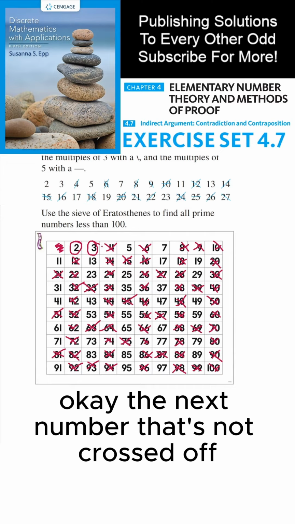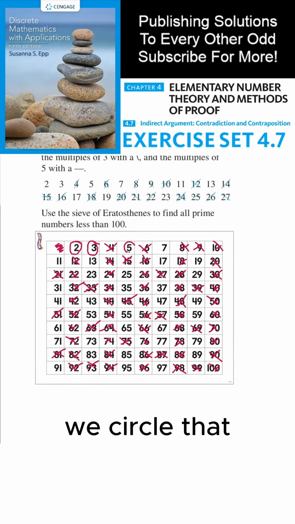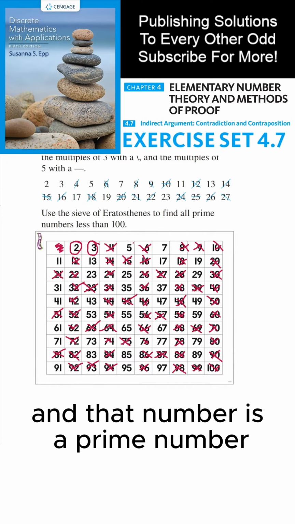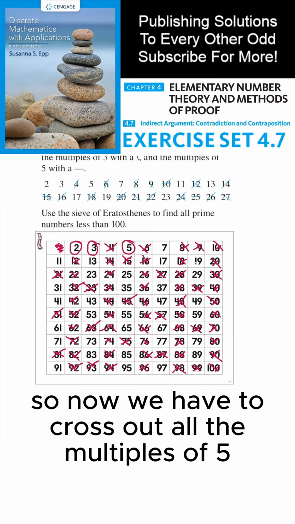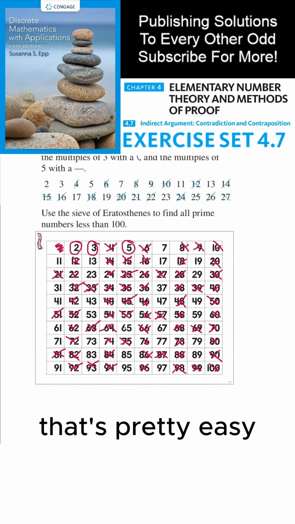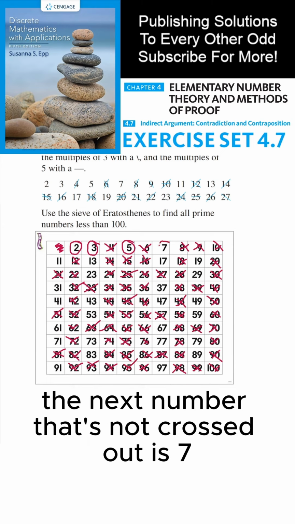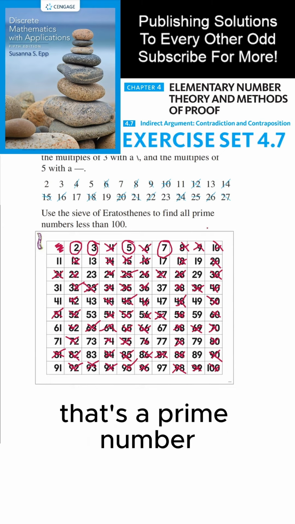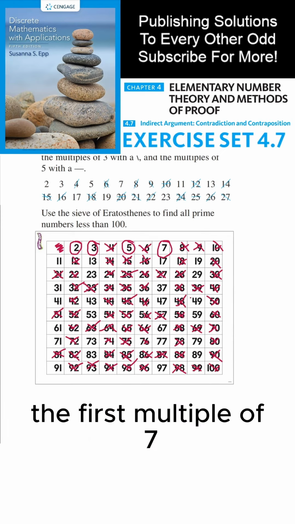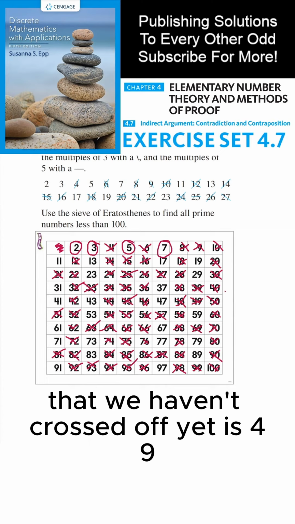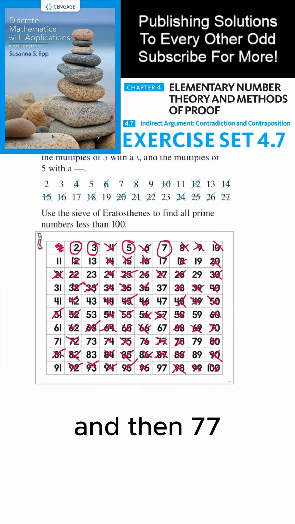Okay, the next number that's not crossed off, we circle that, and that number is a prime number, which is 5. So now we have to cross out all the multiples of 5. That's pretty easy. The next number that's not crossed out is 7. That's a prime number. Now let's get rid of all the multiples of 7. The first multiple of 7 that we haven't crossed off yet is 49, and then 77, and then 91.